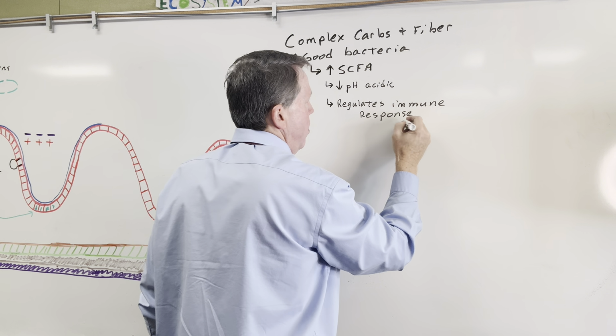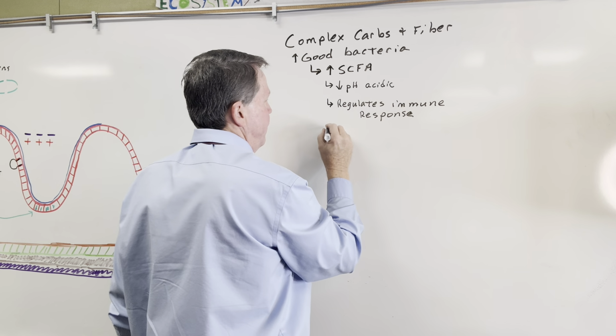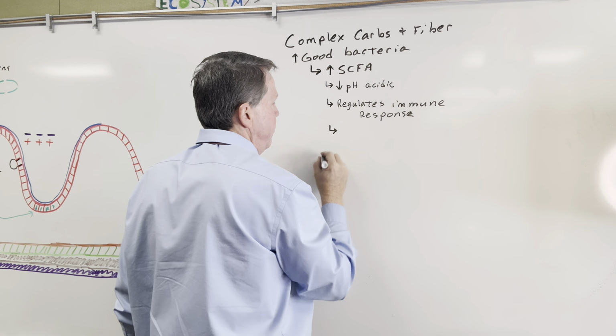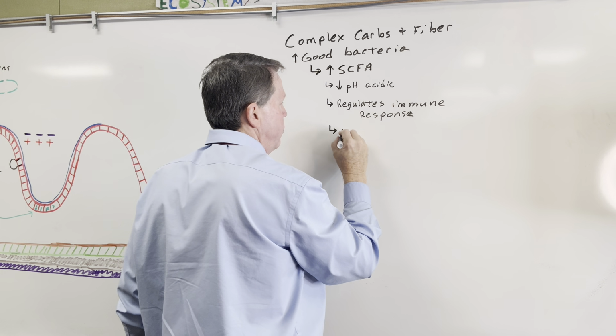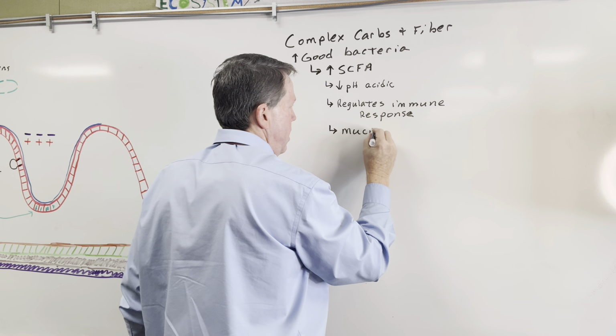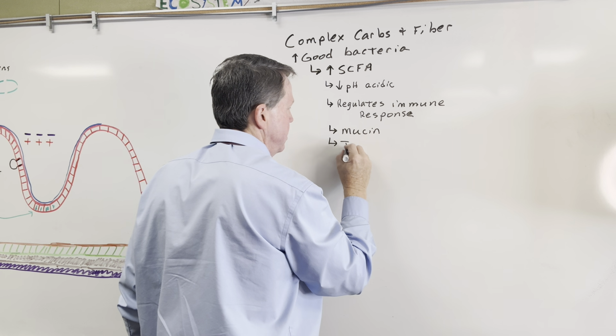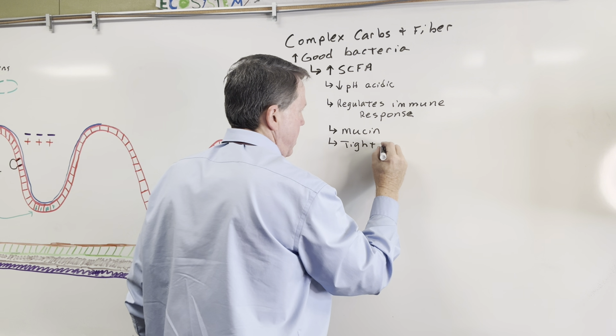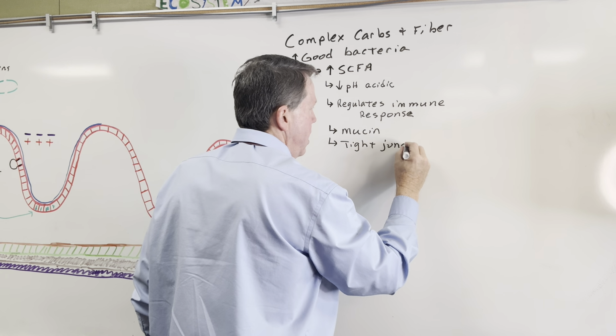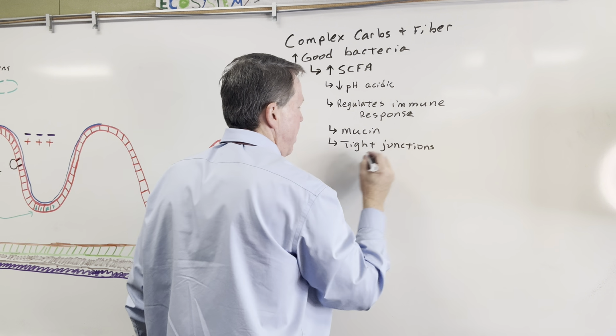Okay, and I'm going to talk more about this in just a few minutes. The other thing that these are going to do is they're going to help with mucin production. They're going to help keep the tight junctions. And they play a role in what Paneth cells do.